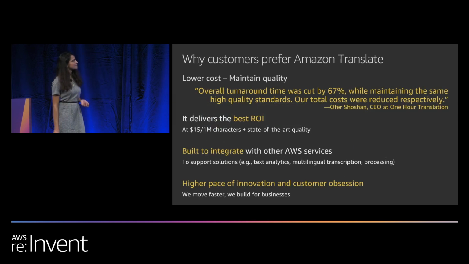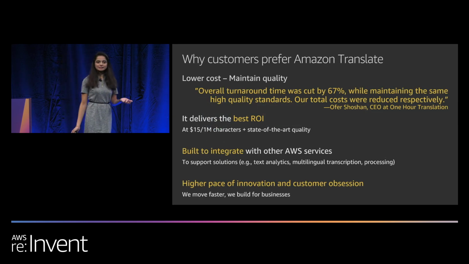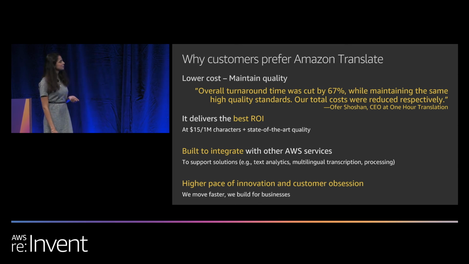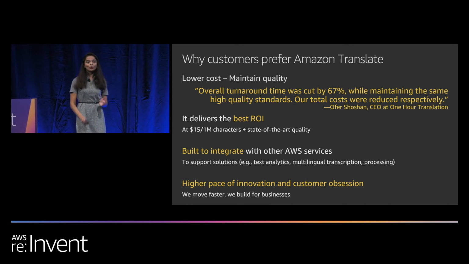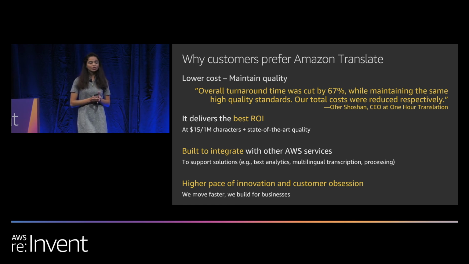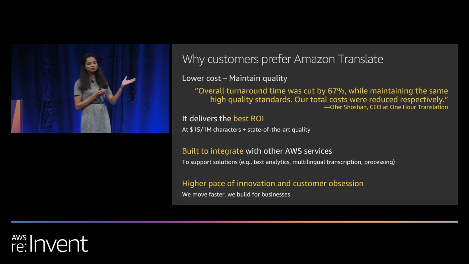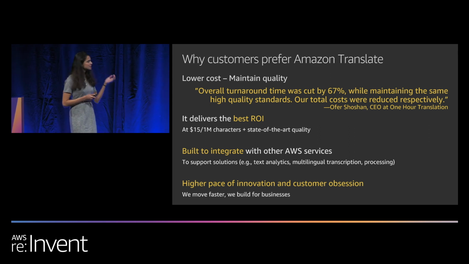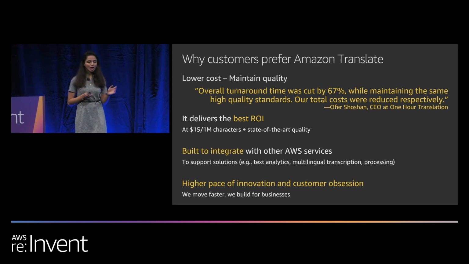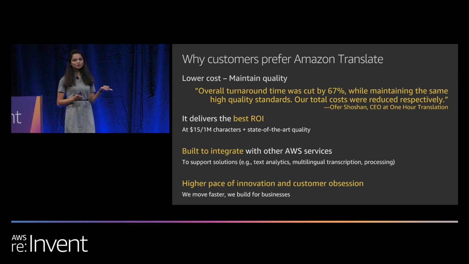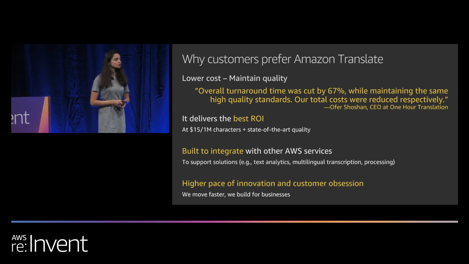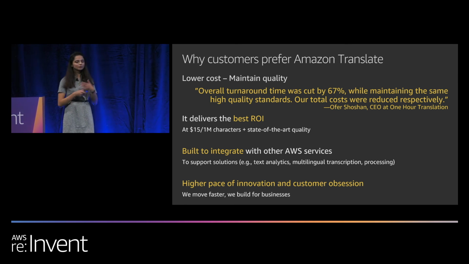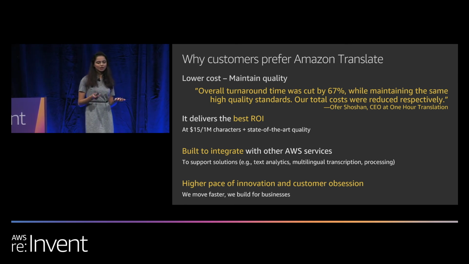Why do customers prefer Amazon Translate? According to Ofer Shoshan, the CEO of 1 Hour Translation, they were able to reduce 67% of their turnaround time with high quality. So they were able to reduce the cost and the turnaround time with Amazon Translate. And it delivers the best return on ROI. At $15 per million characters, you get state-of-the-art quality translation. That's really amazing, and you can integrate it with various AWS services like S3 buckets.